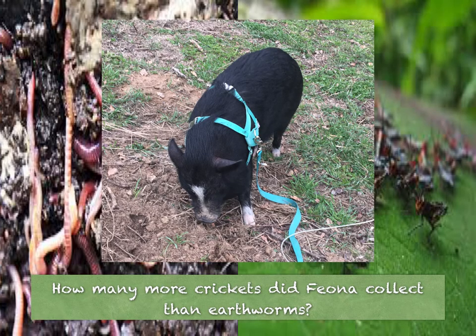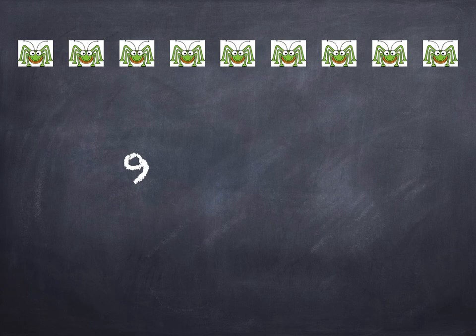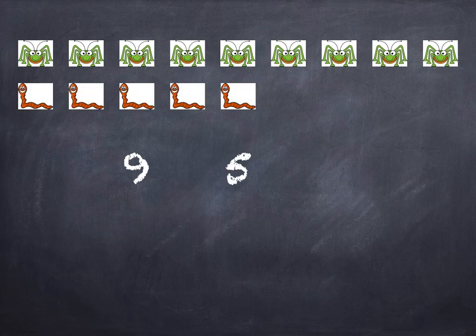Fiona decided that this wasn't enough food, so she went to hunt some bugs. She found 9 crickets and 5 earthworms. How many more crickets does Fiona collect than earthworms? We can examine by first drawing a picture. We can line these pictures up side by side, starting with 9 crickets. Next, we can line up 5 earthworms.